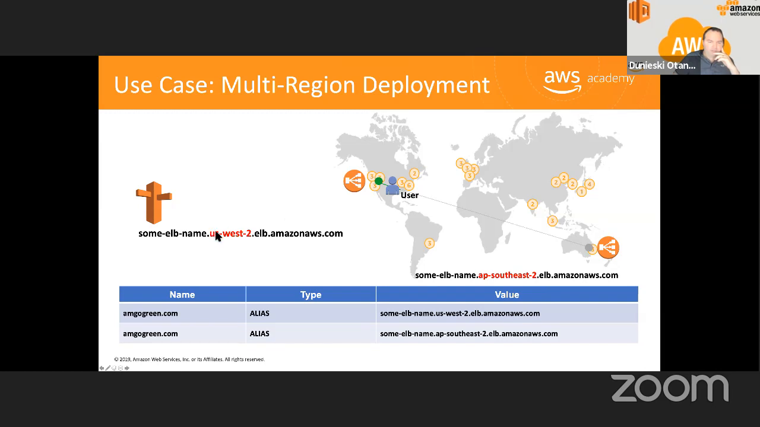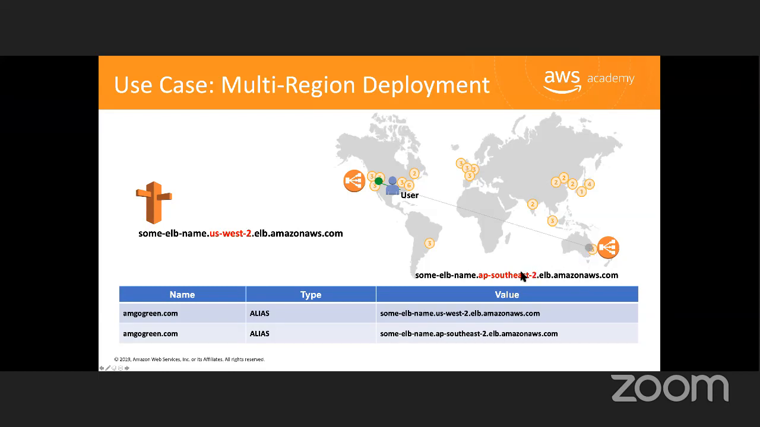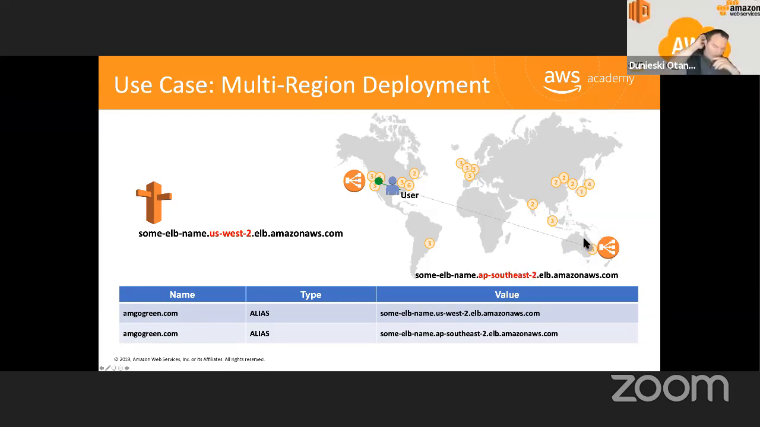And here you have US West 2. This is the United States, right? So even though this is Australia, right? Australia, not Japan. So Japan is something similar. Okay. So we have Australia here. So we have 2 elastic load balancers. Whenever you see this symbol, that's an elastic load balancer.